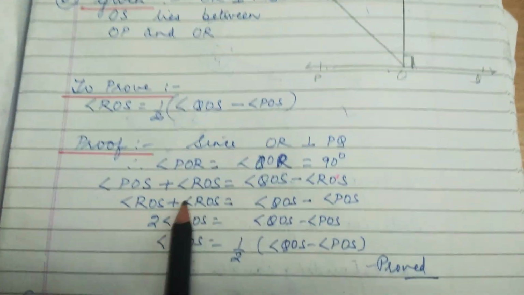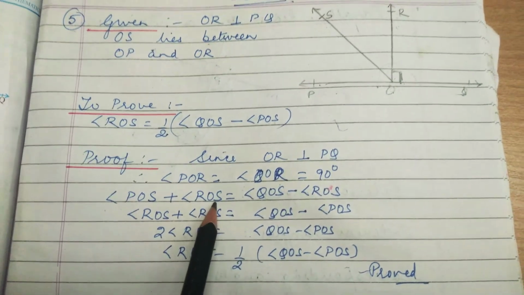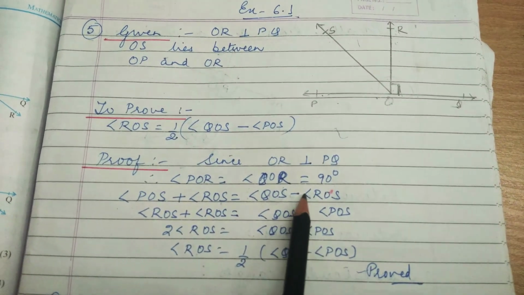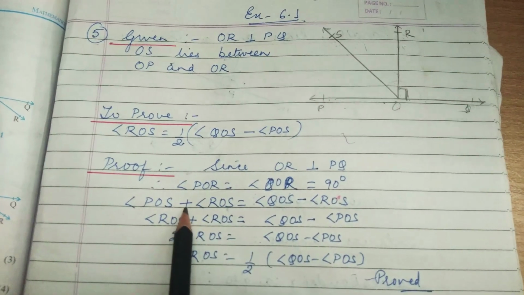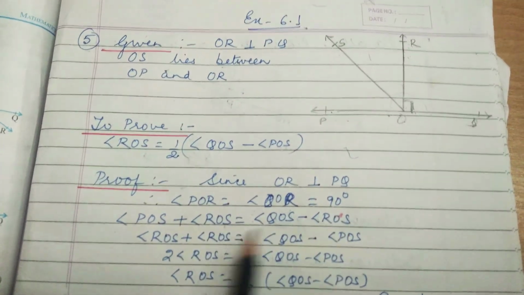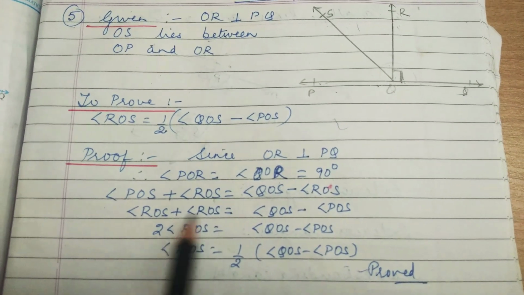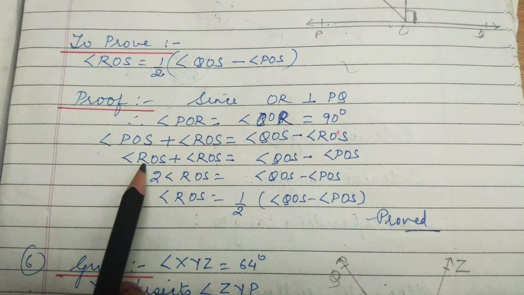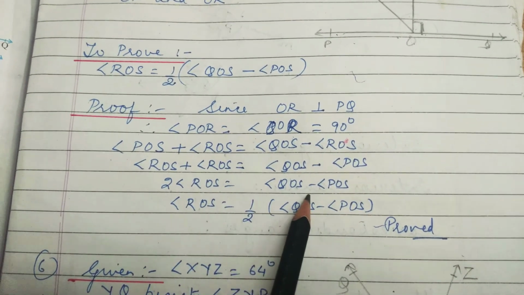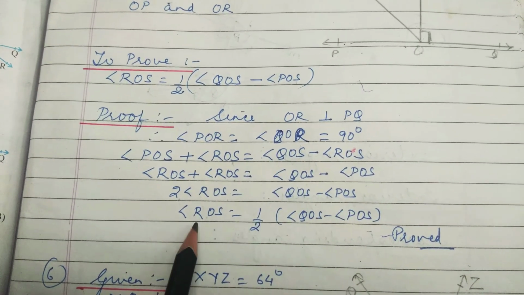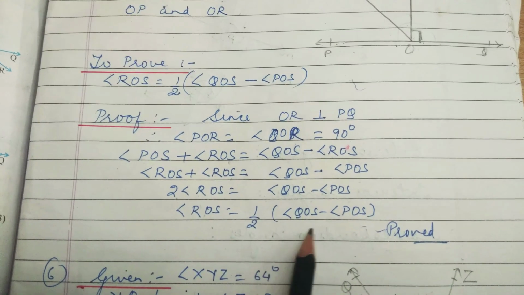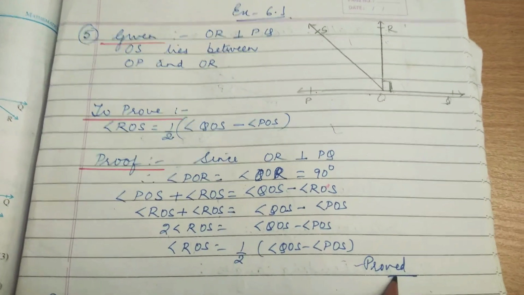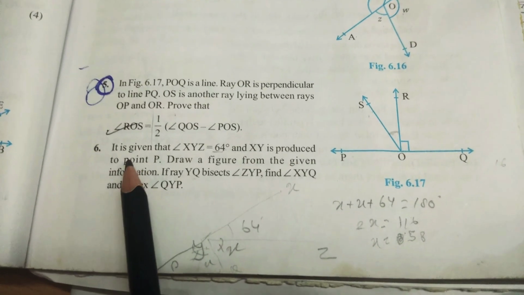Now, what do we find here? That POS plus ROS is equal to QOS minus ROS. Now, if we take this ROS to this side and this POS to this side, the sign will get changed. So, ROS plus ROS is equal to angle QOS minus POS. Now, twice ROS is equal to angle QOS minus POS, or angle ROS is equal to half of angle QOS minus angle POS. Hence, proved. Now question number 6.